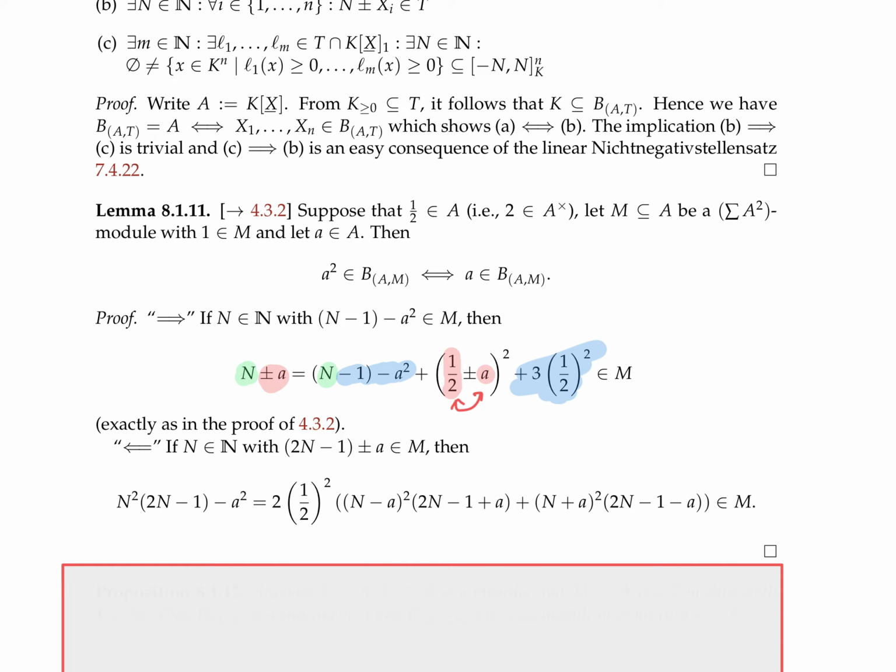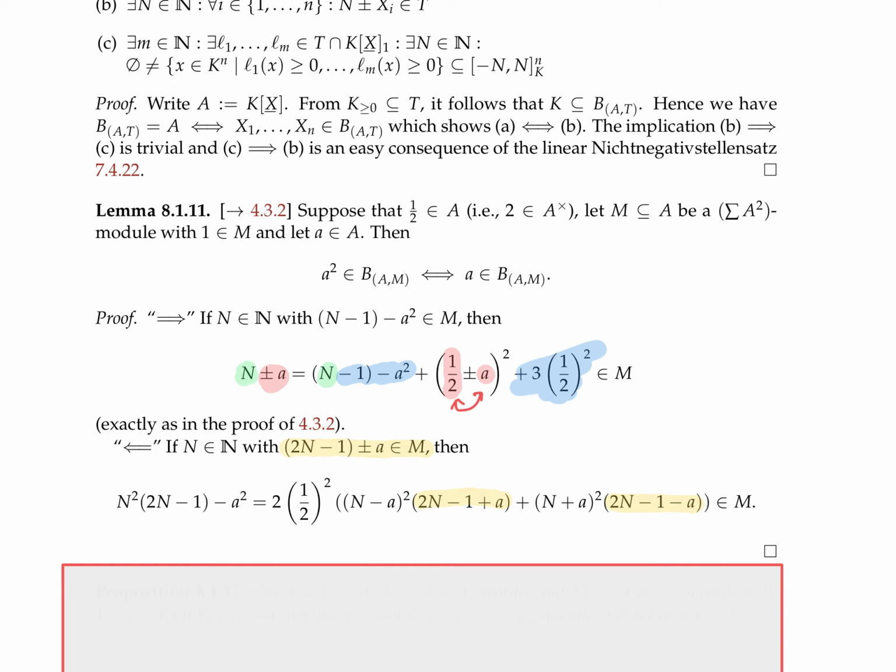So let's analyze a little bit. First of all, y is this equal. Second, why does it lie in M? Well, 2n minus 1, why does it lie in M, maybe perhaps first? Well, because I have here 2n minus 1 plus a lies in M. So this lies in M. And also the same with minus a lies in M, so this lies also in M.